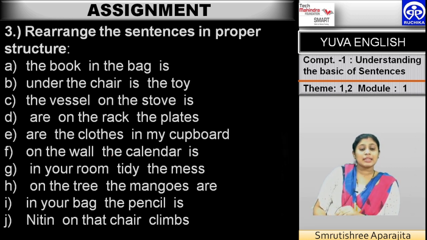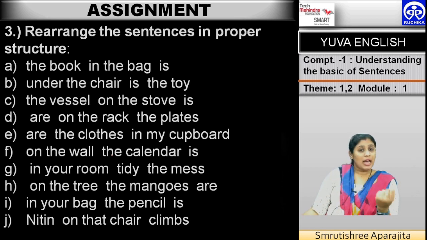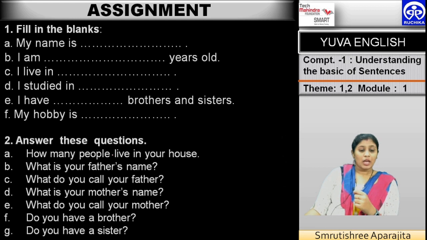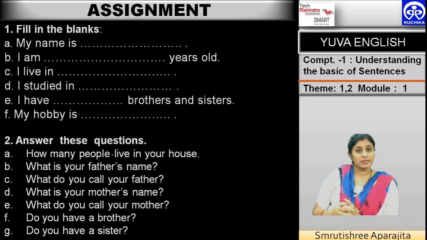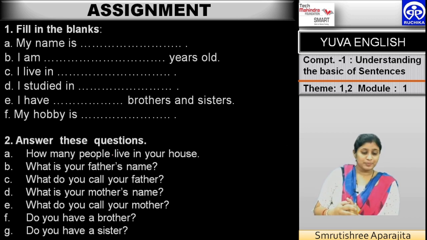The book in the bag is. So what can be the correct answer? The book is in the bag. Okay, so this is very short. I have just given you an example. The first one: my name is, everyone knows their name. So I can say, my name is Smritishri Aprajita.